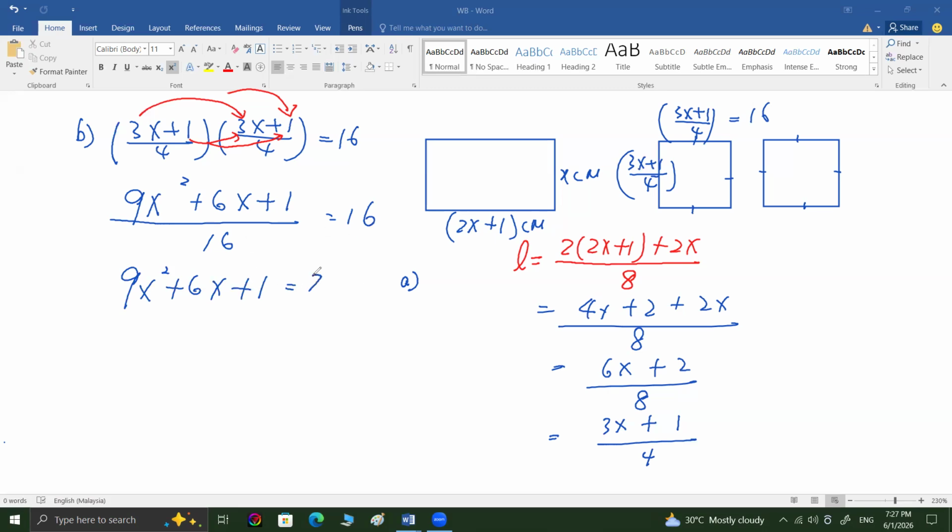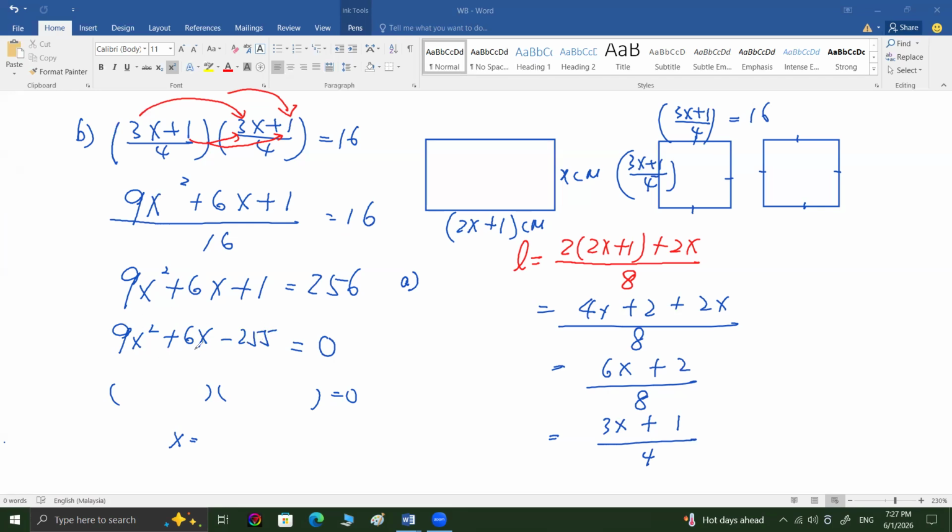16 times 16, you get 256. And then shift it back to the left to get 0. Then refactorize to get the value of x. X, that negative also you ignore. Why? Because x is length. Length got no negative. Okay? And 1 minus 256, you got 255.